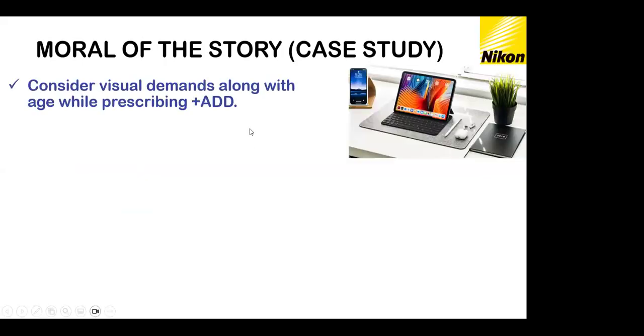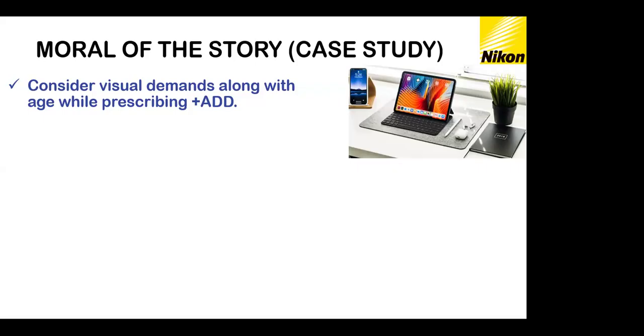The first lesson that we learned from the story was to consider visual demands along with age while prescribing an addition. It is extremely crucial. One of the biggest mistakes new graduates or somebody who has just started a practice make, with regards to prescribing an addition power, is to prescribe solely on the basis of the patient's age without considering what the patient's complaints and visual demands are. So it's very necessary that you consider the visual demands. Does the patient need any distance correction? Does he have any distance complaints? Does he require a glass for distance otherwise?